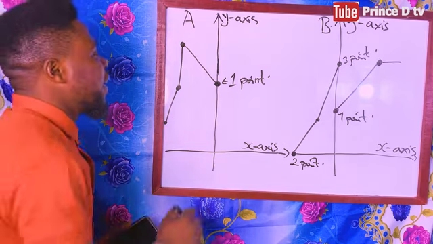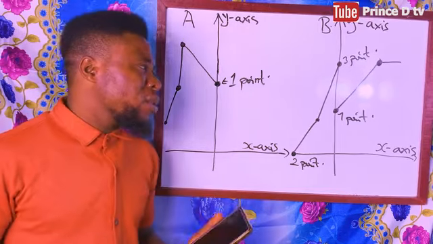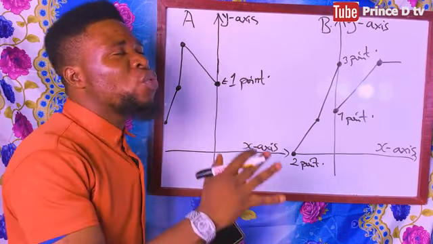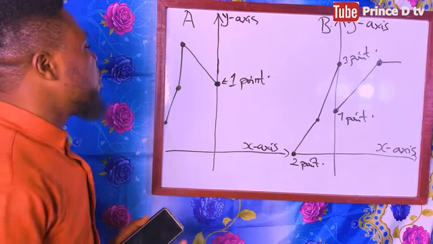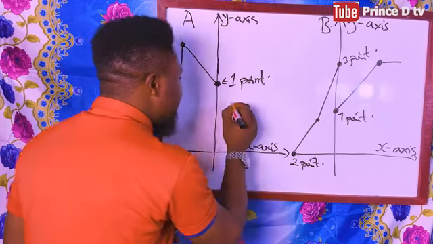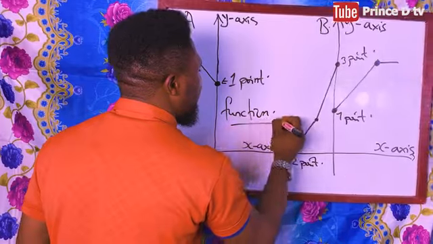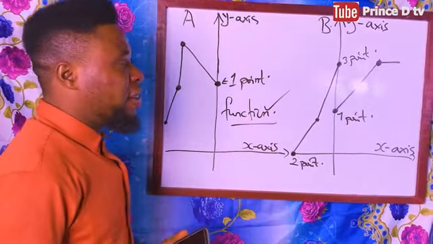you will notice that it touches it just at 1 point. What does that tell us? A function. It's a one-to-one correspondence. So because it's touching it exactly at only 1 point, it means this graph is a graph of a function. It validates the rule of a function.